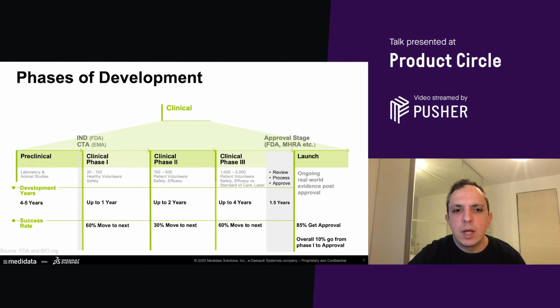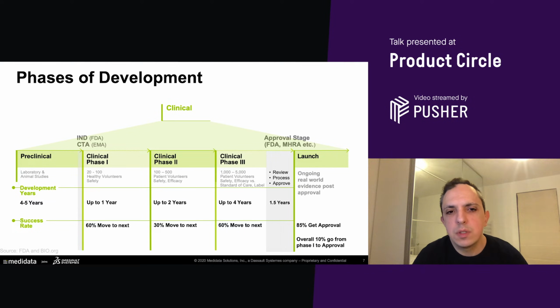In phase 2, this is where the investigators, the team, start looking at the efficacy. How effective is the drug in treating the condition or the disease? These take up to 2 years, and they are the ones that actually fail the most, right? So if you look at the statistics, only 30% of phase 2 trials progress to phase 3.